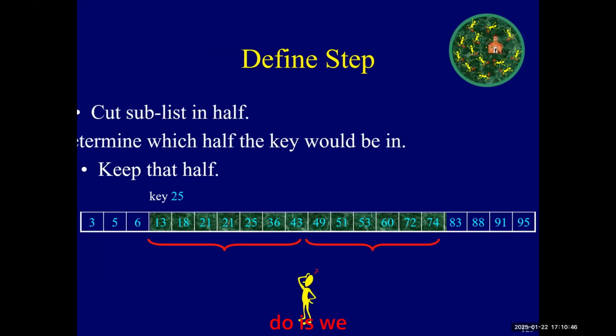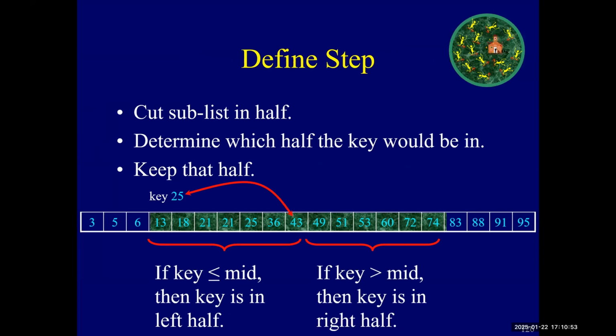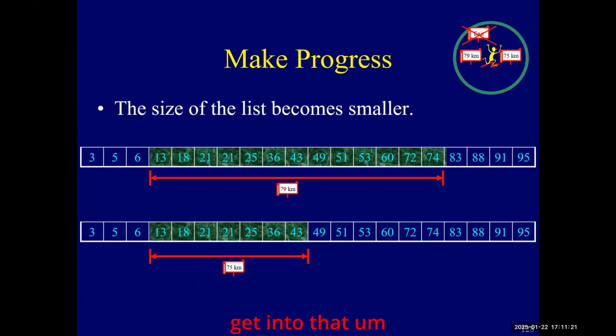So what we do is we cut the list in half. We like brutality, right? And we compare it to the middle guy. And if what we're looking for is smaller than this middle guy, then we keep the left half, right? And if what we're looking for is bigger than the middle one, then we keep the right half, right? Everybody good with that?